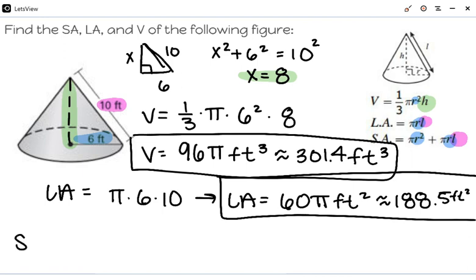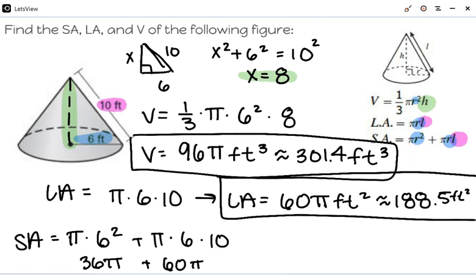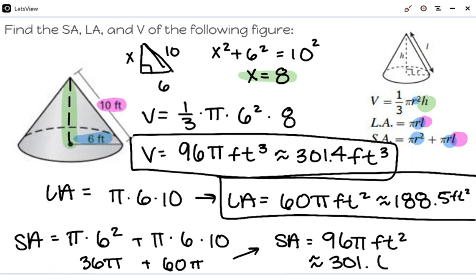Last up is our surface area. We have pi times 6 squared plus 2, oops, not a 2, plus pi times our radius times our slant. This is 36 pi plus 60 pi. So that gives us 96 pi feet squared. There we go. I forgot my units for a second, which is approximately 301.6 feet squared. All right, we are in the home stretch.